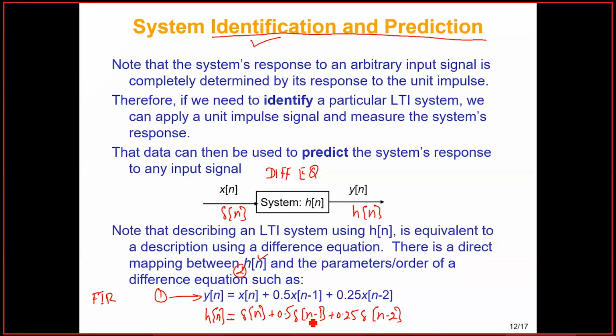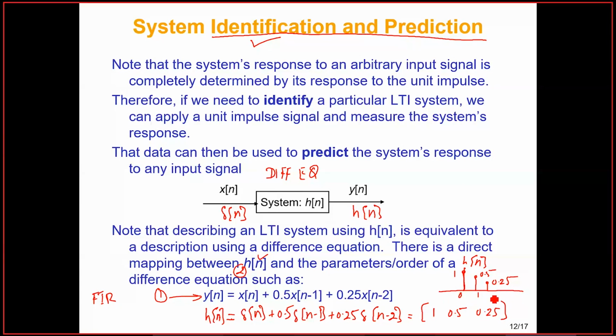So this is delta n plus 0.5 delta n minus 1 plus 0.25 delta n minus 2. Either we can write it like this, or we can write it like this also. It will be just 1, 0.5 and 0.25. We can write it like this also, or you can just draw your h of n, and the diagram will be something like this. We have 1, and then we have 0.5, and then we have 0.25.